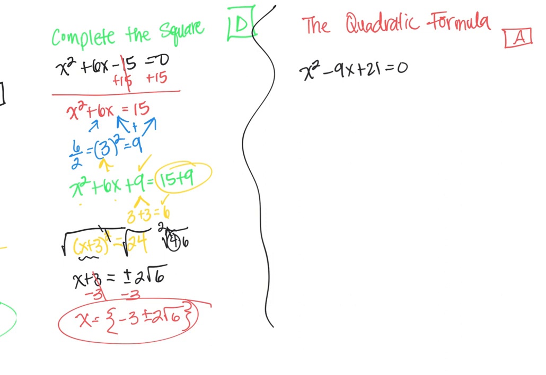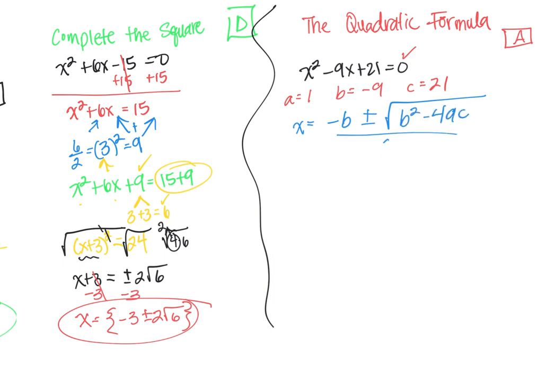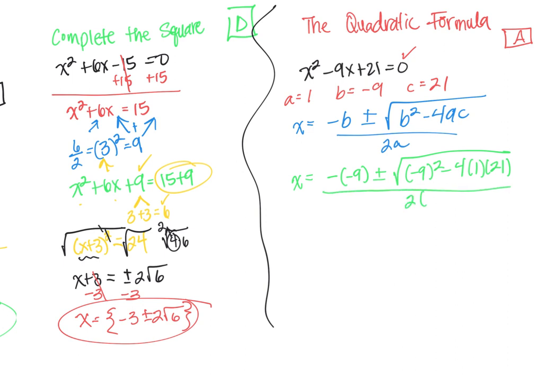To use the quadratic formula, we need the equation set equal to 0, like we are. We're going to label our A, B, and C's. A is 1, B is -9, and C is 21. Our quadratic formula, if you haven't gotten it down by now, is -b plus or minus the square root of b squared minus 4ac, all over 2 times a. So plugging in those values, x is equal to negative, and then our b value, -9 in parentheses, plus or minus the square root of -9 squared minus 4 times 1 times 21, all over 2 times 1.